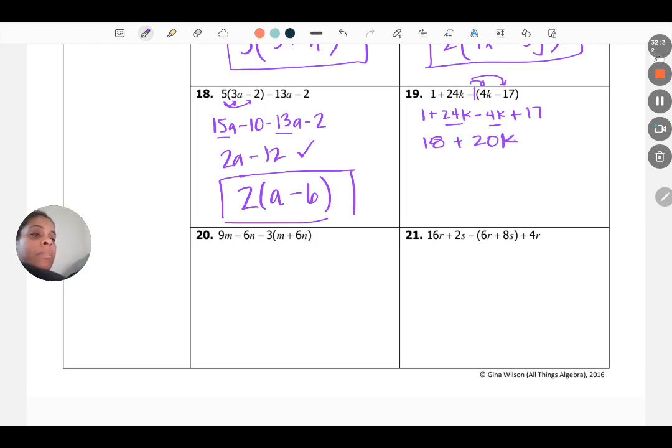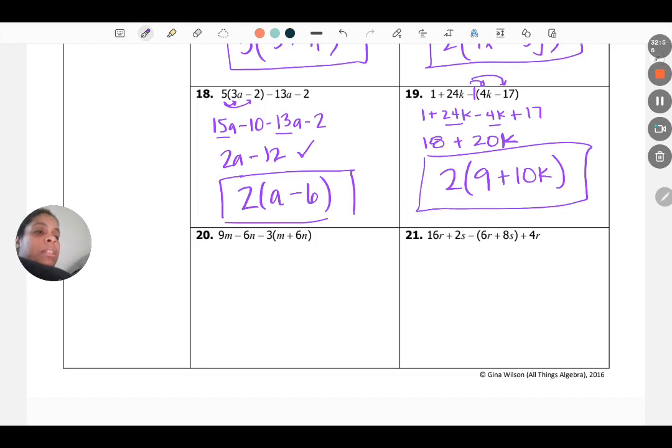Right away, these are both factors of 2. Can't be 4 because 4 can't go into 18. So I know that 2 is going to be my greatest common factor. I believe it's 2. Yes. 2 goes into 18 9 times. Plus 2 goes into 20 10 times. My k stays there. There we go. Last 2.